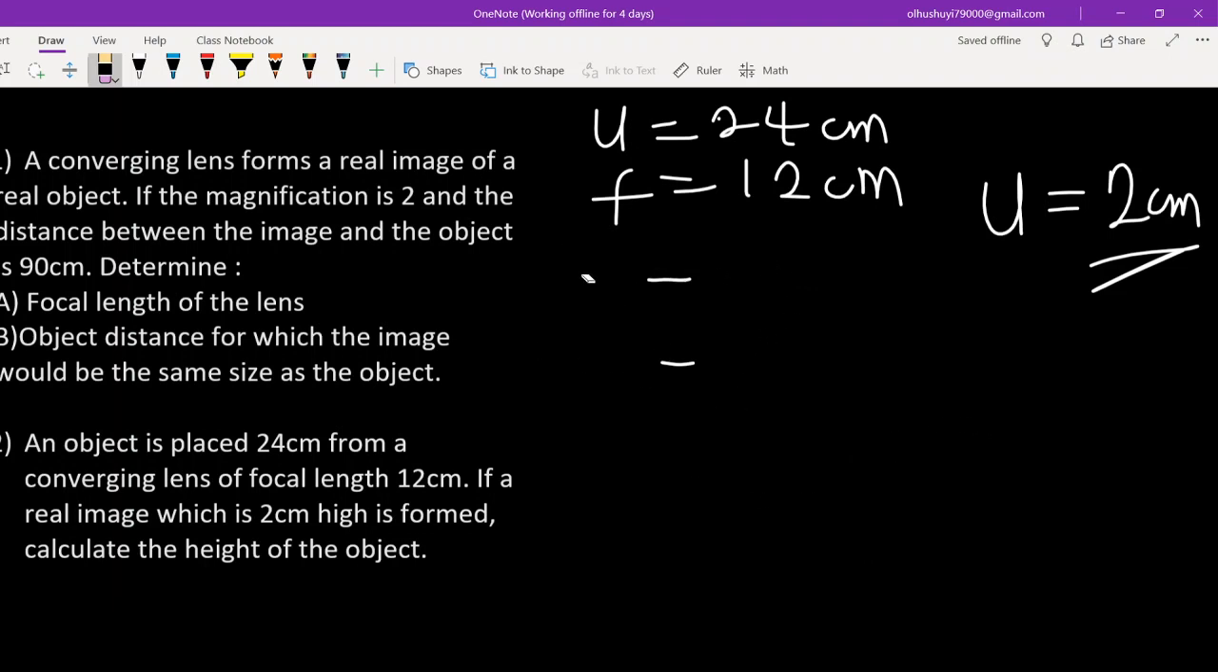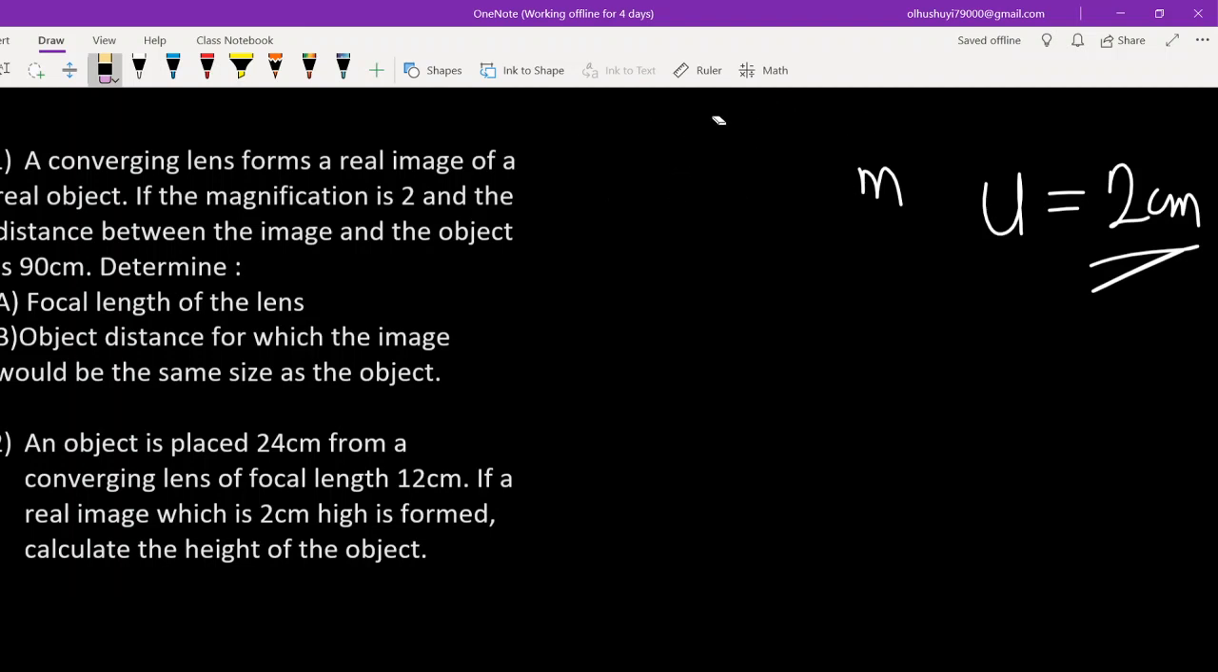So quickly we go to question 2. What is question 2 saying? Under question 2, you have to calculate some things, and that deals with a converging lens that forms a real image. Okay, I think I may have to take this question under the next video. So thank you for staying with me.